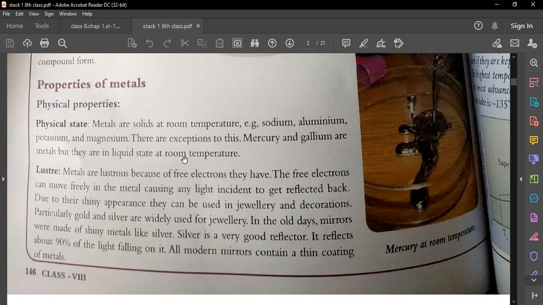But gallium is also liquid at 28 to 30 degrees Celsius. At that time, gallium is a liquid. Are you understanding the difference here? Yes, sir. In the textbook it is given that mercury and gallium are the metals that exist in the liquid state at room temperature. But gallium becomes liquid around 28 to 29 degrees Celsius, while room temperature means around 25 degrees Celsius only. So at that temperature, only mercury is liquid. The remaining metals are all solids only.